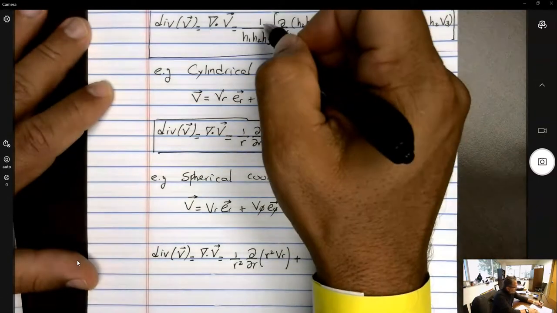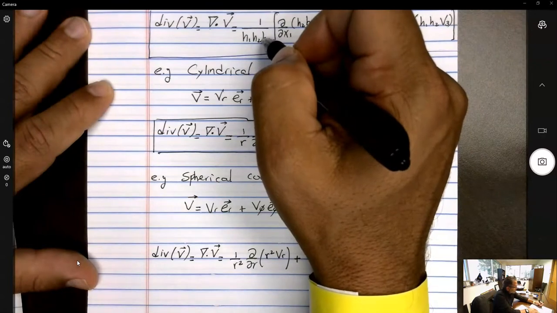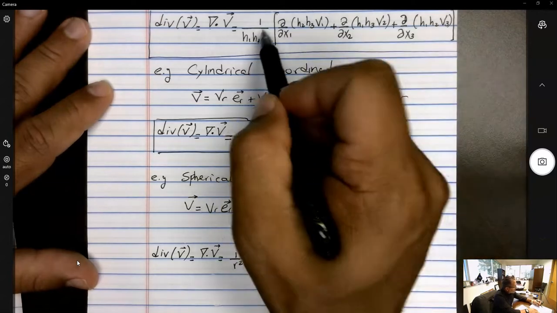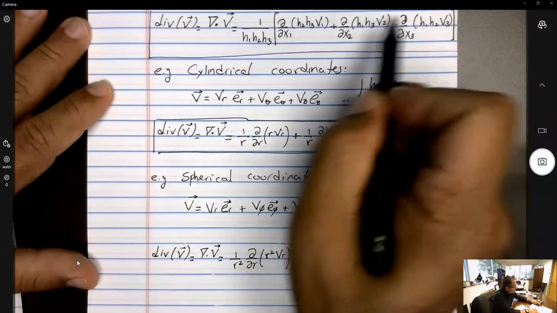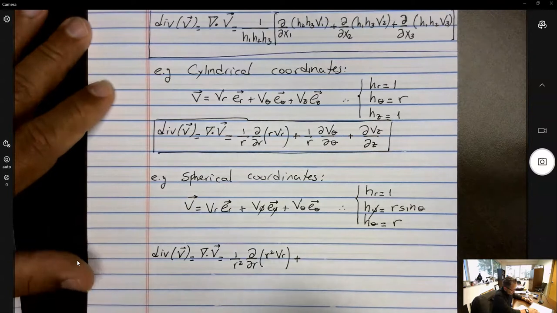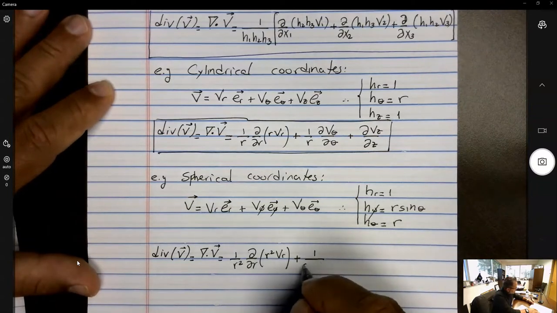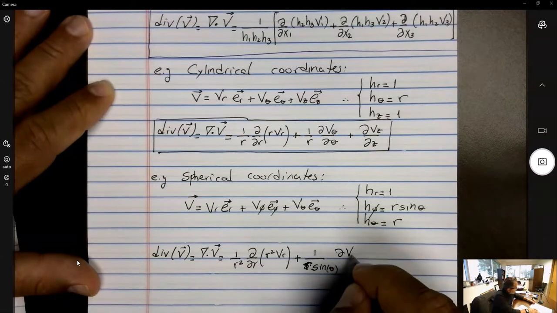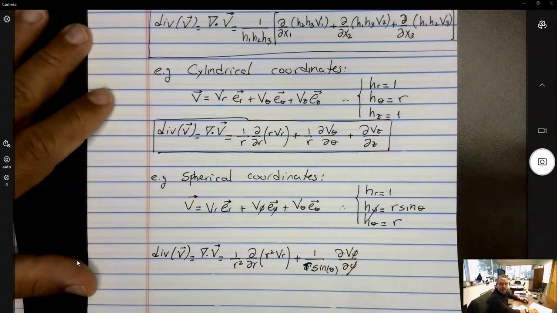Then the denominator again is 1 over R squared sine of theta. I have H1 and H3, which is just simply R. That R I can take out because it's the derivative with respect to phi, and it cancels one of the R's in the denominator. And so this will be 1 over R sine of theta, dV_phi d phi.